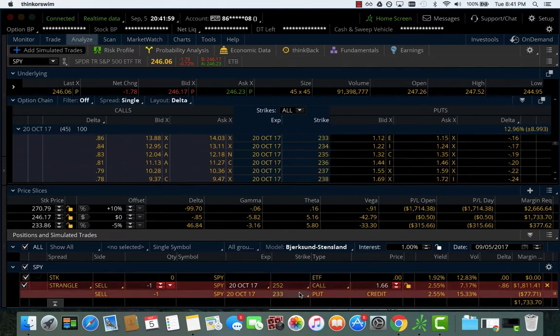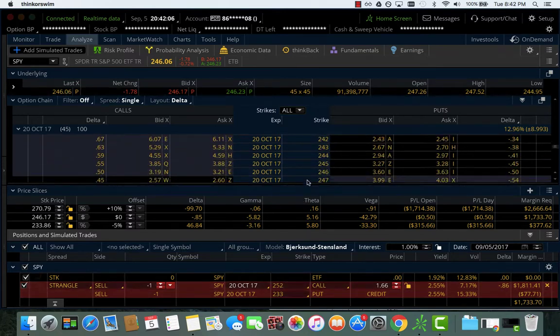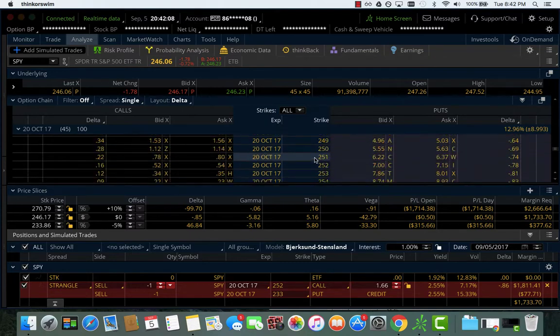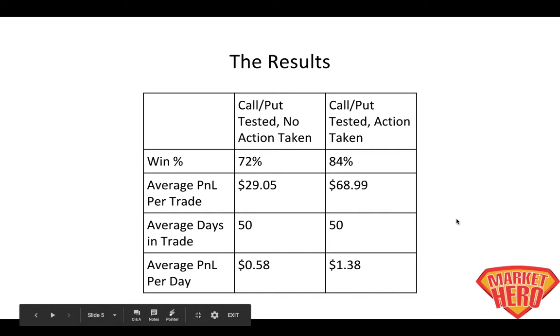If the 233 put gets tested, which means the price of SPY goes down to 233, that put is going to be more valuable, so we're a loser on that side. However, that 252 call is going to be less valuable. So we want to manage that winner, buy it back, and immediately in the same expiration, sell the new 16 delta call, buying back our winner and redeploying that capital. Again, not only does it work as a whole, it works when it's broken down into individual strangles.